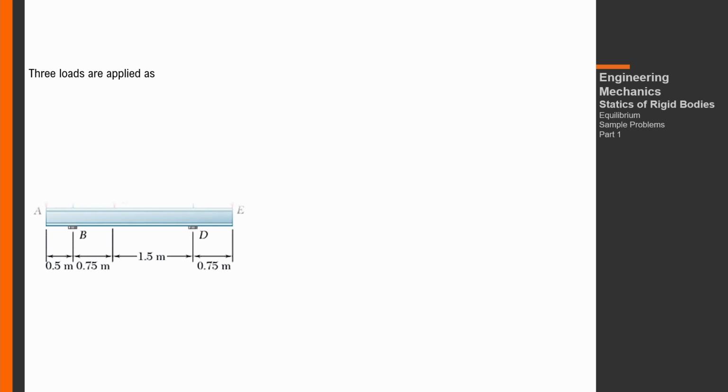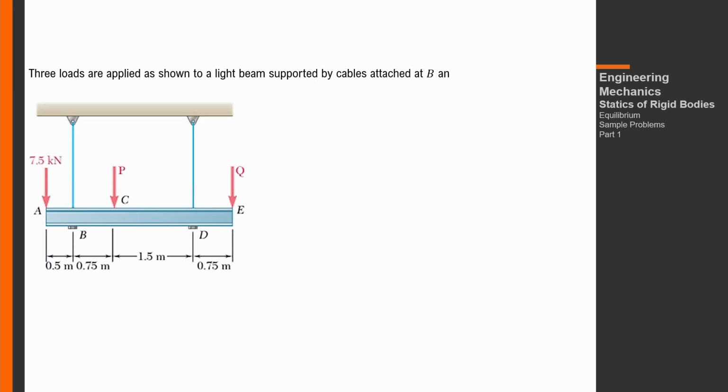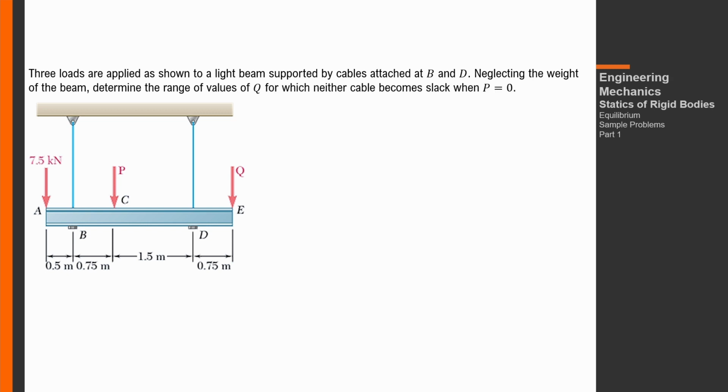Next problem. Three loads are applied as shown to a light beam supported by cables attached at B and D. Neglecting the weight of the beam, determine the range of values of Q for which neither cable becomes slack when P is equal to 0.